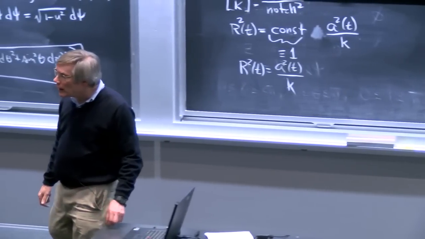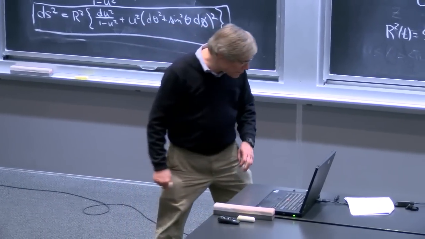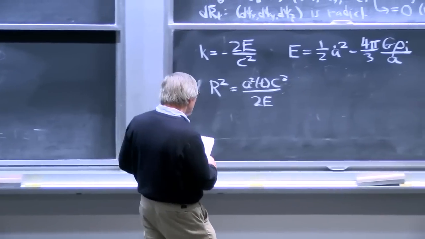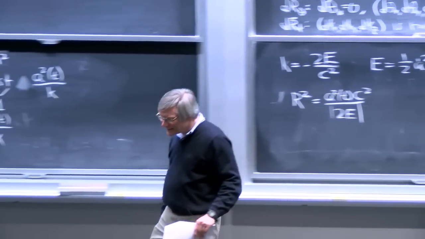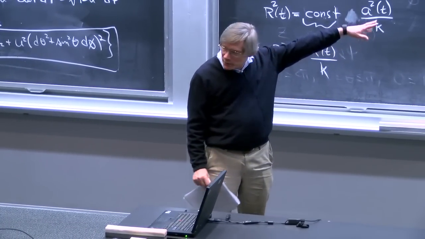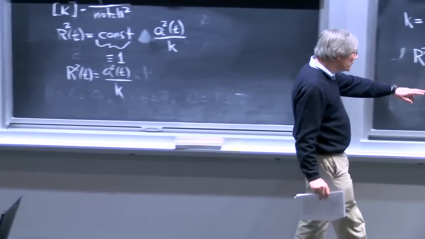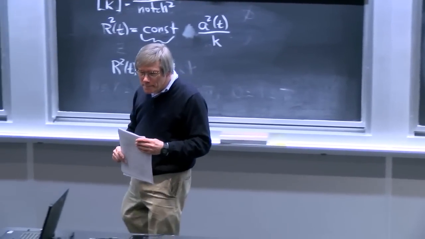Yes? Sorry, when we replace k with that, are we using a minus sign? Oh, we might be, yeah. Minus sign now fixed. The point is that for the case we're talking about, e would be negative and k would be positive. So this formula needs an absolute value sign in it. Thank you.